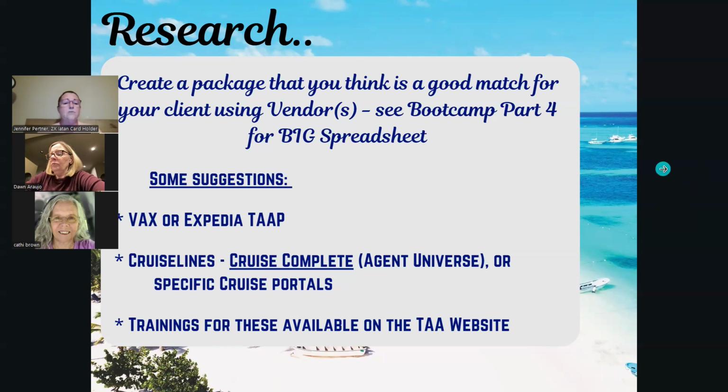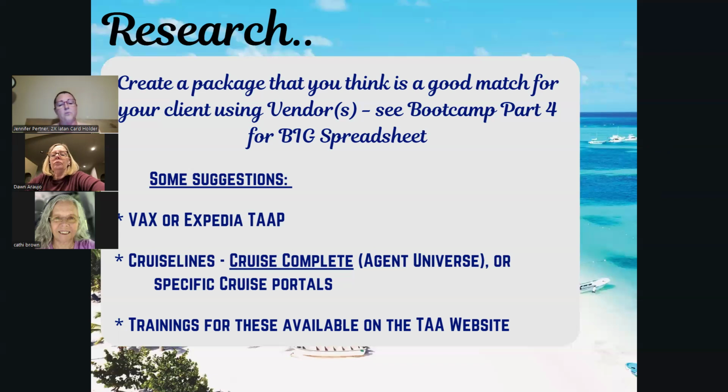If you're just starting out, Vax and Expedia TAP are two really good suggestions to just kind of start with. Both of them, you can do flights and hotels along with transfers. They just have a lot of different options that you can look at. You can do multi-city, you know, some different options with those. And then once you learn a little more about a lot of the different suppliers, you might want to mix and match depending on what fits best for your customers.